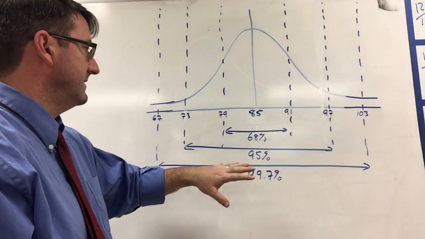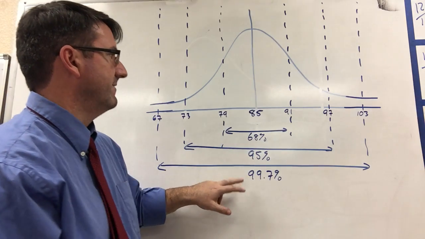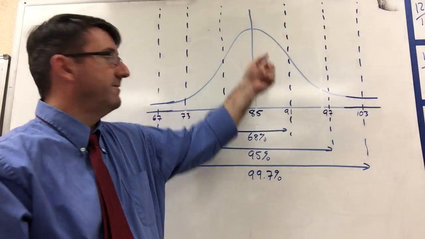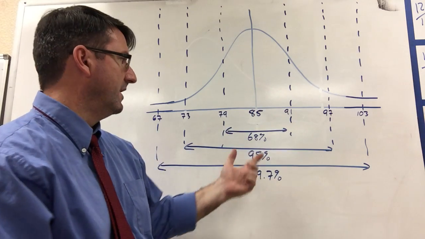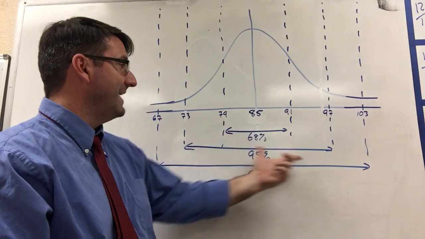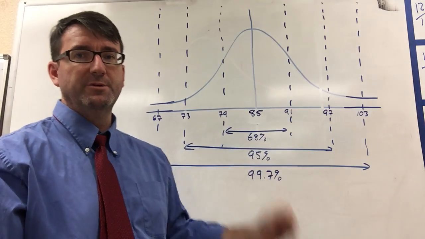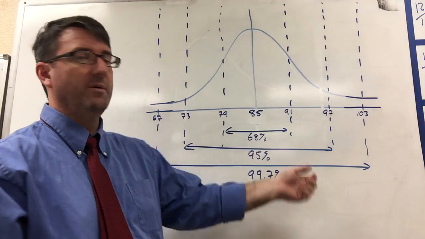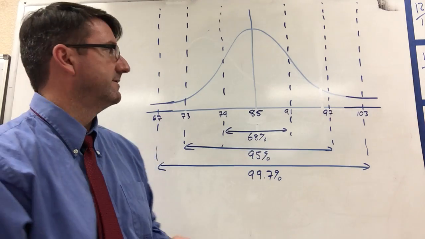So the 68, 95, 99.7 rule says that 68% of all values in a normal distribution are going to be within one standard deviation of the mean. 95% are going to be within 2 standard deviations. And 99.7% are going to be within 3 standard deviations.